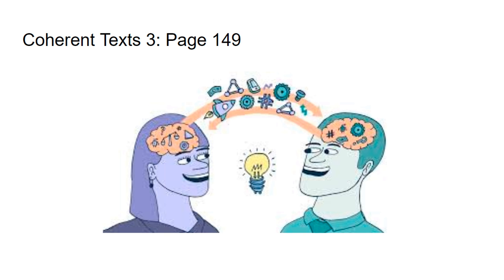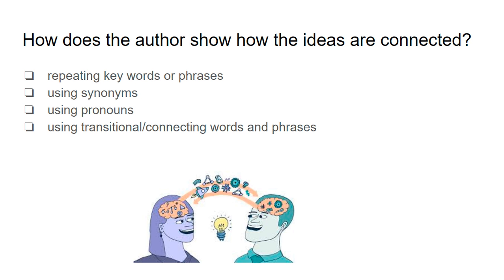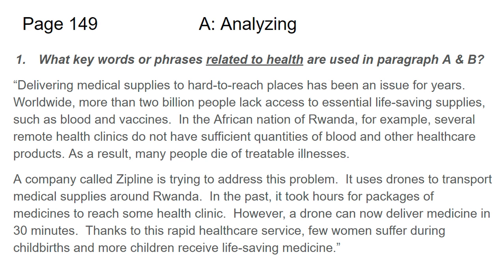So we are going to work through the questions. You can see underneath it has part A and part B. I've put them on the slides here. It'll be easier for us to do that, but please go ahead and complete this in your book as we go. So, how does the author show ideas are connected? Those are the 4 ways that we've been studying: repeating words, synonyms, pronouns, and transitional words and phrases.